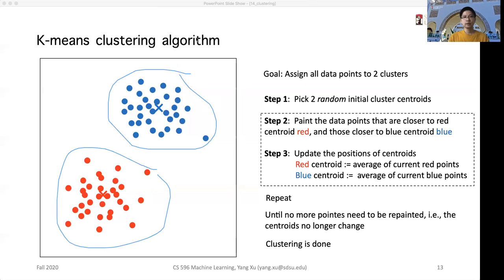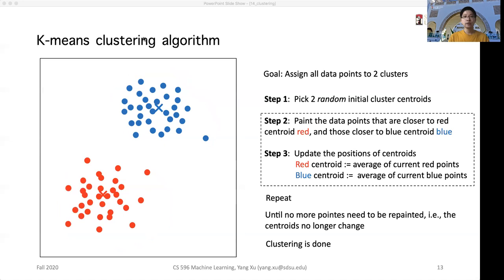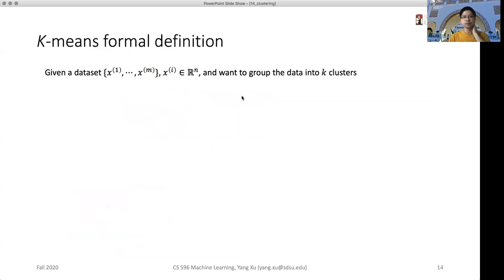Okay, so this animation shows a complete process of running k-means. Okay, so let's use some formulas to describe the algorithm more formally.